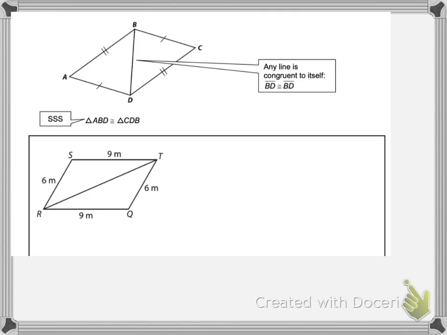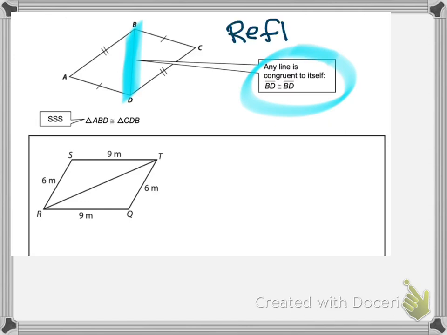Alright, one thing you want to watch out for too is this. When your triangles share a side, you've got to remember that any side is congruent to itself. That's actually called the reflexive property. So reflexive, like reflection in the mirror, it's still you. Reflexive property.